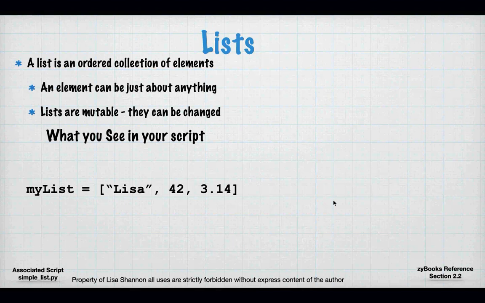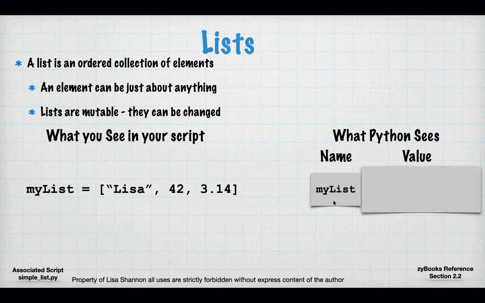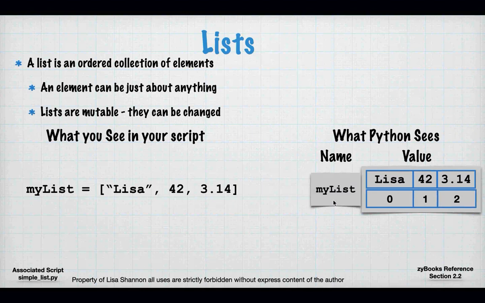Now, I have some new syntax here. I have these square brackets and these commas. The square bracket always opens a list: the left square bracket opens a list, and the right square bracket closes a list. So what does Python see? This is what Python sees. It sees three things in my list, and each of those things is given a number, starting at zero.